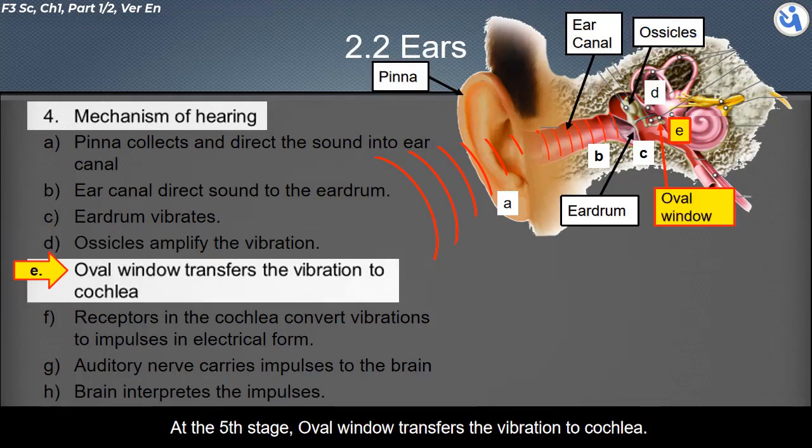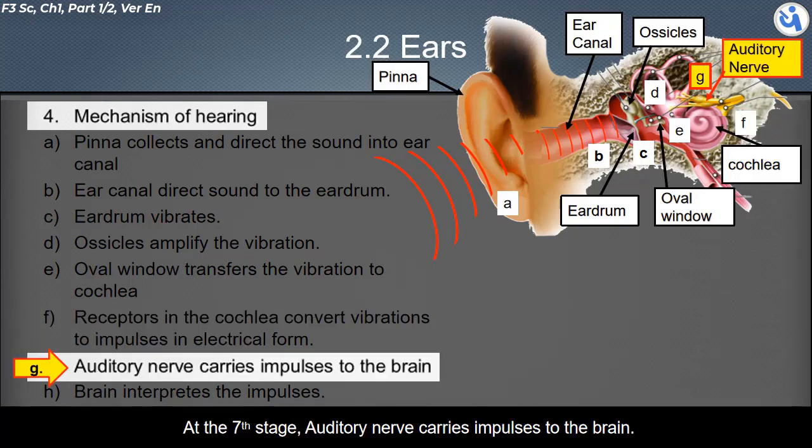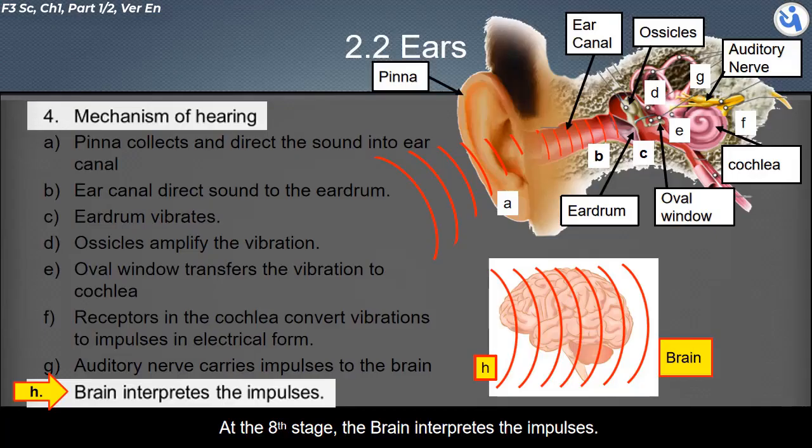At the fifth stage, the oval window transfers the vibration to the cochlea. At the sixth stage, receptors in the cochlea convert vibrations to impulses in electrical form. At the seventh stage, the auditory nerve carries impulses to the brain. At the eighth stage, the brain interprets the impulses.